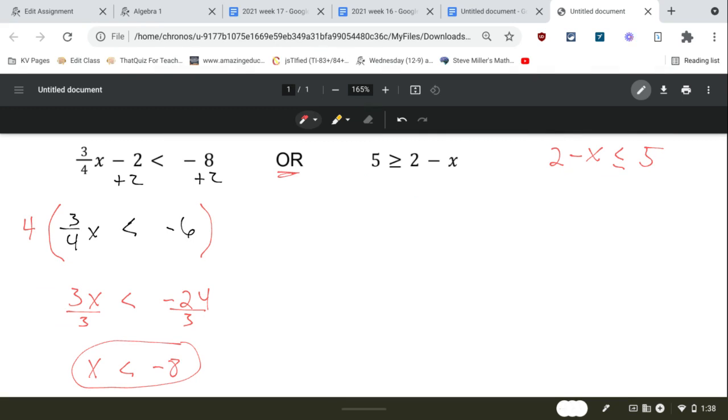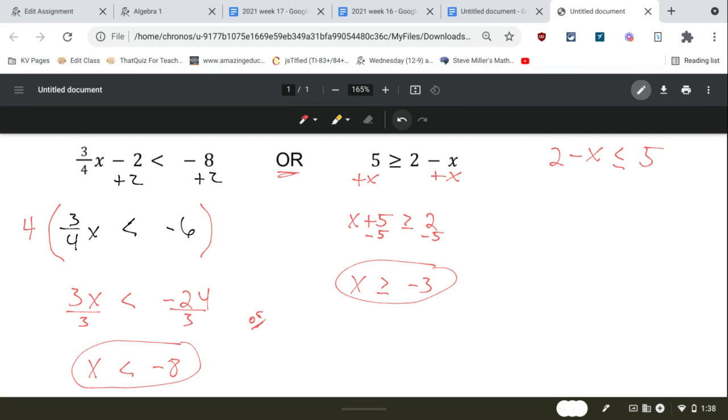But what I'm going to do for this one on the left-hand side is I'm going to move my x over. So I'll add x to both sides. That's going to give me x plus 5 is greater than or equal to 2. And then I'm going to subtract 5 from both sides. That'll be x is greater than or equal to -3. Okay, get my OR statement in there.